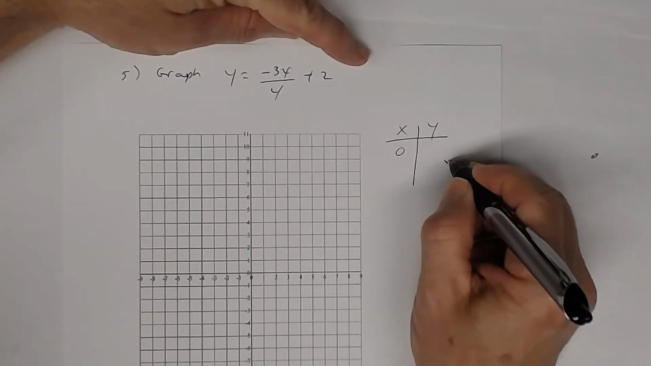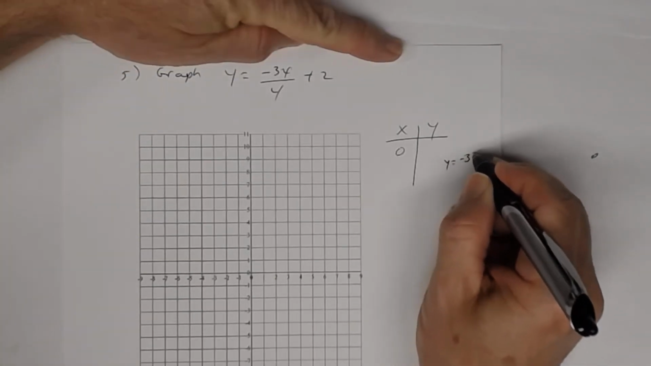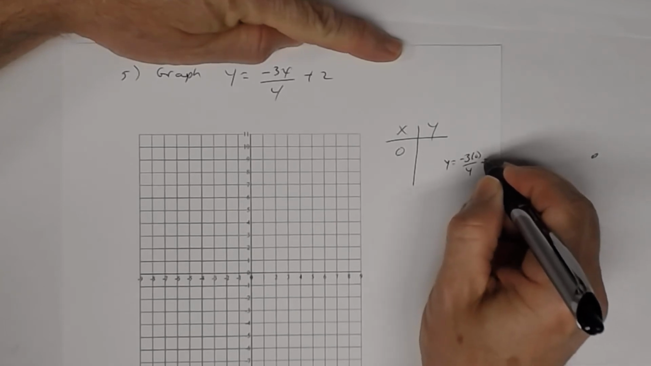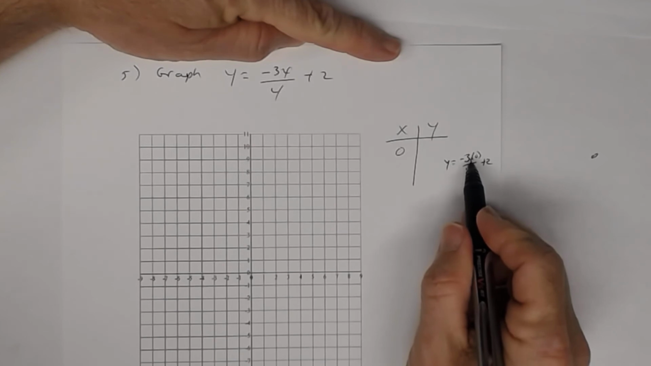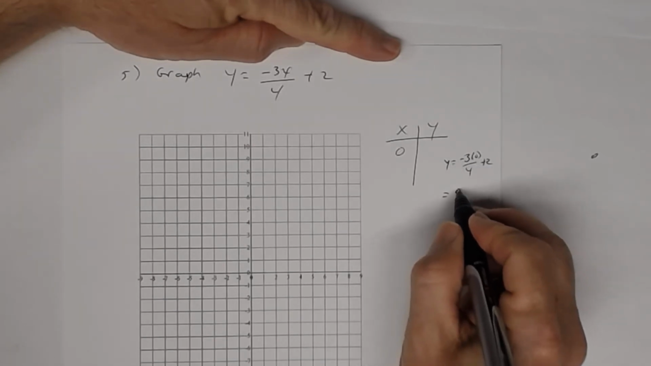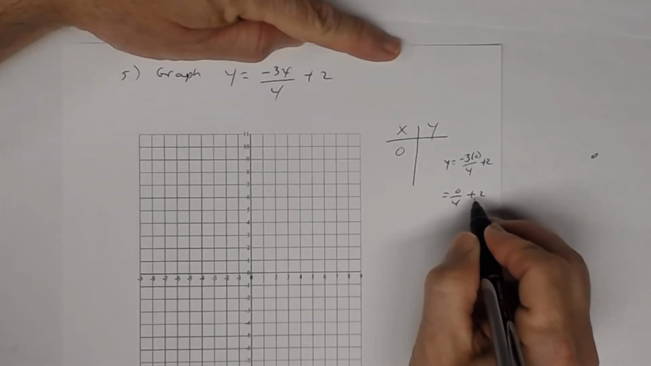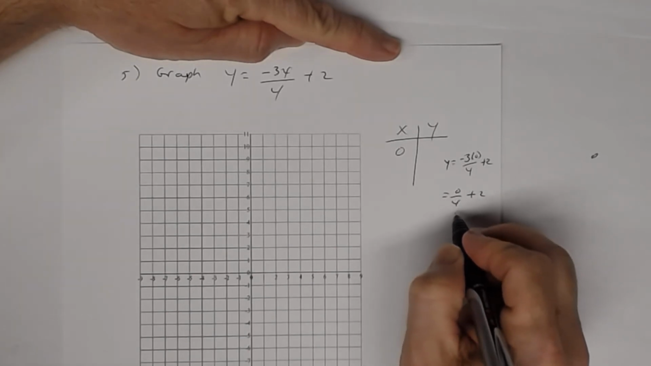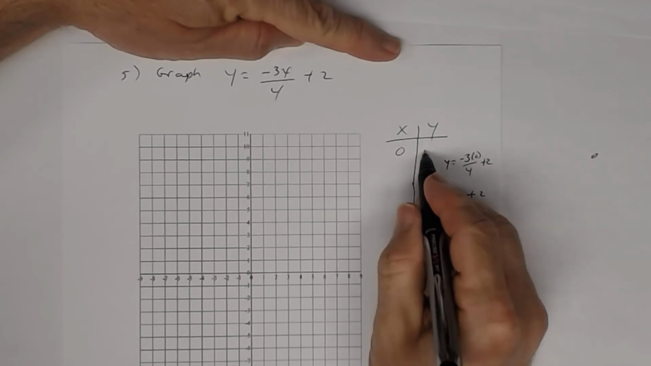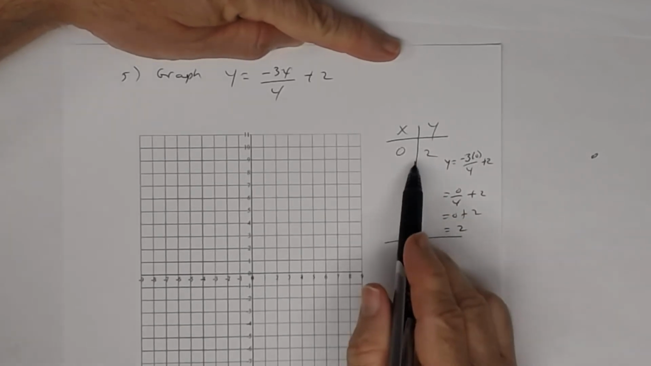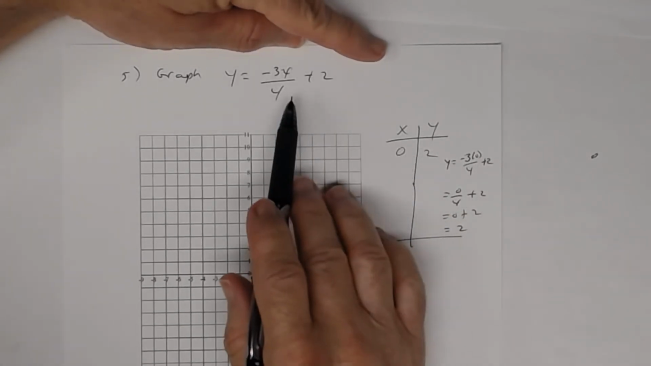I get y equals negative 3 times 0 divided by 4 plus 2, right? Well, what's negative 3 times 0? Negative 3 times 0 is 0. And 0 divided by 4 is 0. And what's 0 plus 2? 0 plus 2 is 2. So I'm going to plot the point, the ordered pair, 0, 2. That's the solution to this equation.